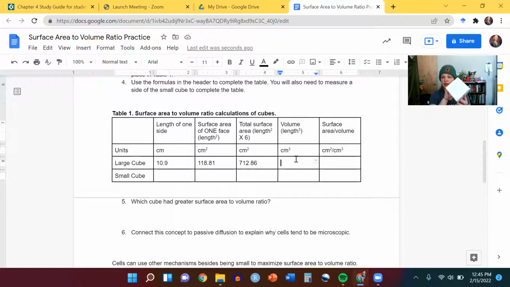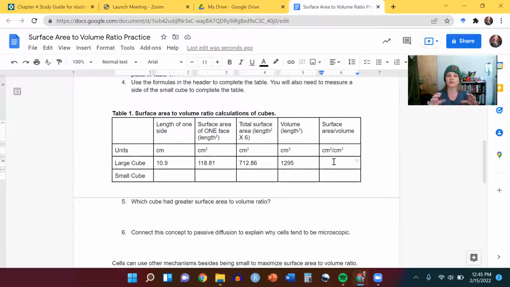In order to do that, I just need to multiply the length times the width times the height. So that's 10.9, which is the length, times 10.9 times the height, times 10.9. Length times width times height. Because this is a cube, they're all the same length, so we can just cube it. And that gives us 1,295.